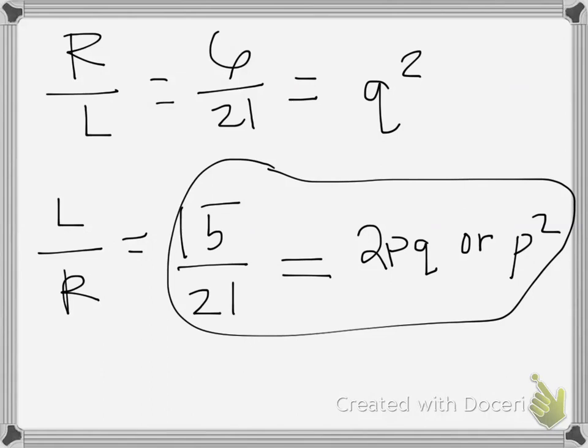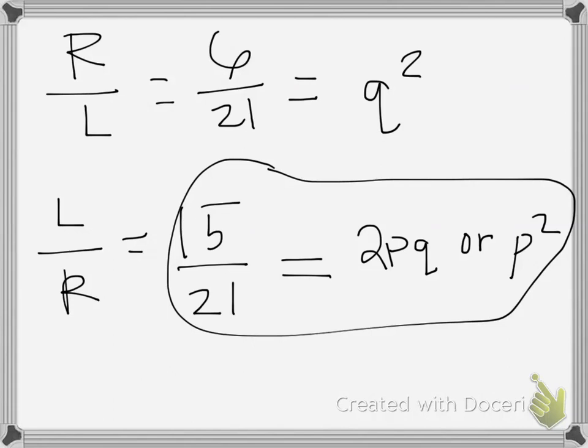Okay, so here's what you do. Always start solving with q. Write that down. Anytime you see Hardy-Weinberg, forget what the question is. The first thing you want to do is solve for q. First thing you want to do is solve for q.